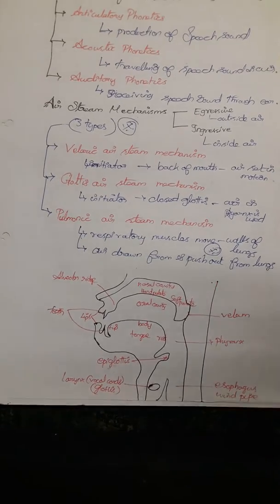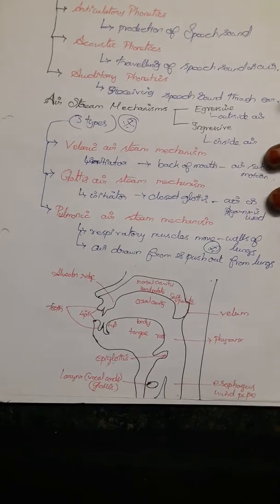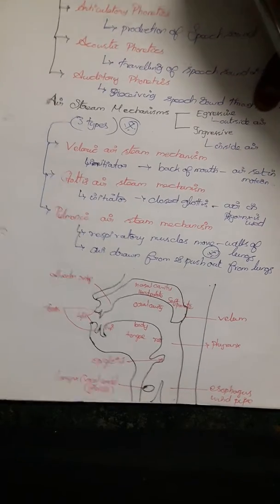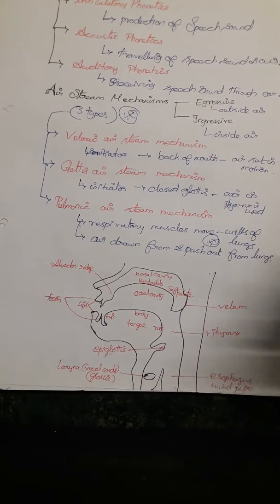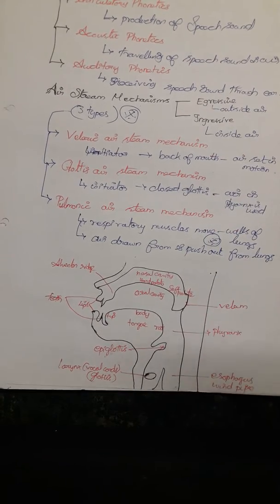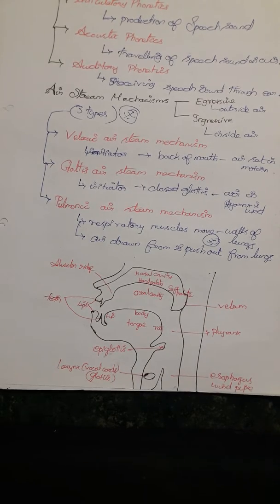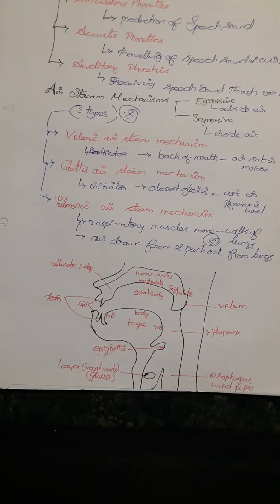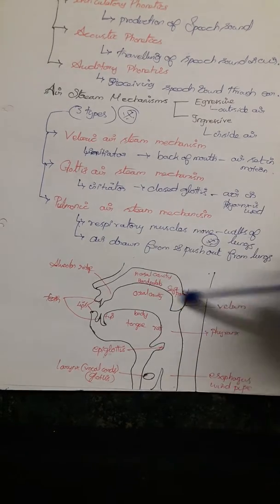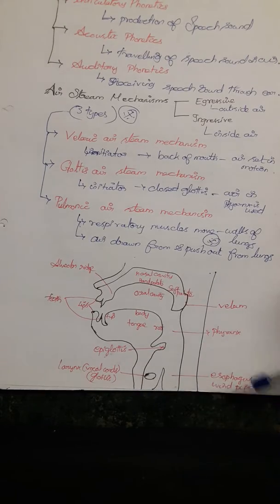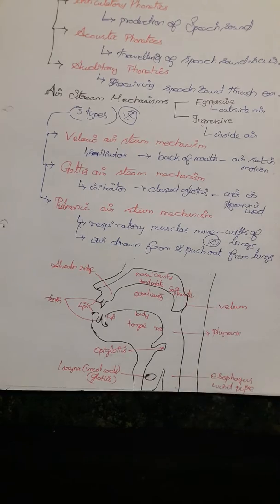Another one is the glottalic airstream mechanism. It has the initiator, a closed glottis, and the air is set in motion in the pharynx. And the pulmonic airstream mechanism uses the respiratory muscles, which move the walls of the lungs, and air is drawn in and pushed out from the lungs. I have drawn the picture of the positions of the production of sounds, and mentioned the places where the sounds were produced. Please do make note of this.